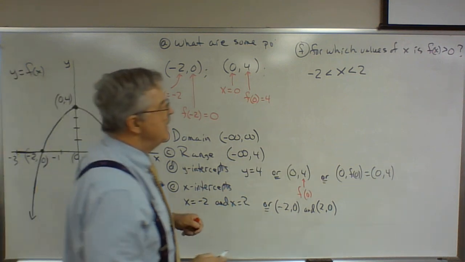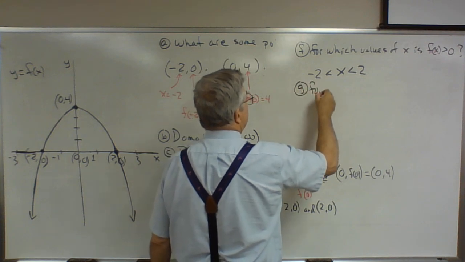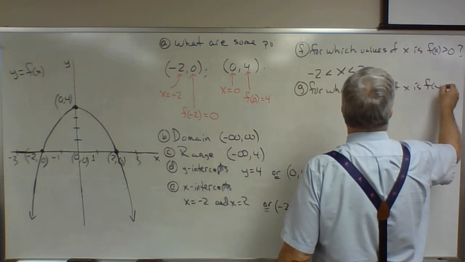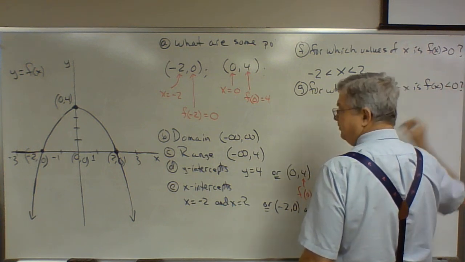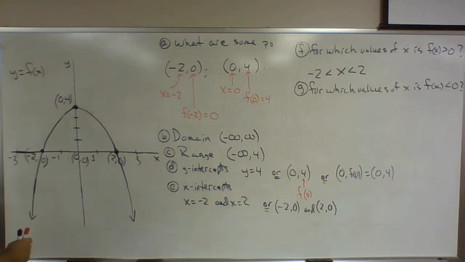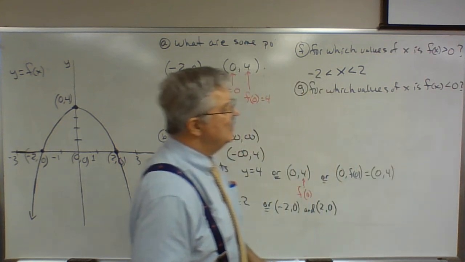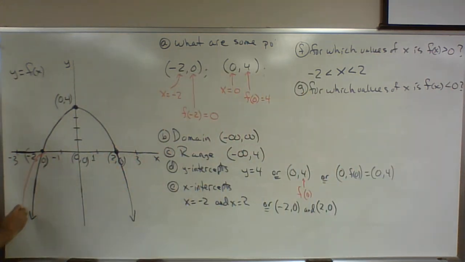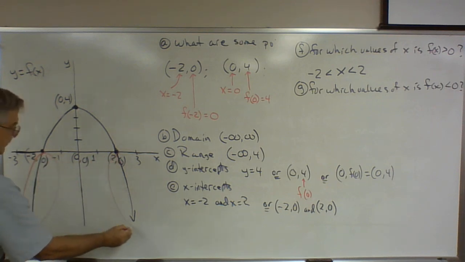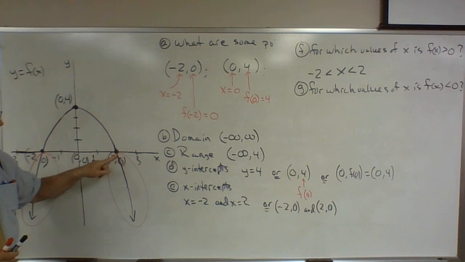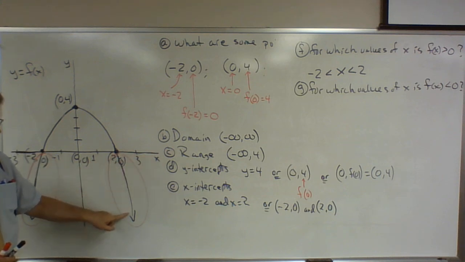Now, for which values of x is f of x less than 0? Well, the graph of f of x, maybe I should say it this way. F of x is less than 0 wherever the graph of f of x goes below the x-axis. So that would be any x value to the right of this point. For any x value to the right of this point, f of x is less than 0.